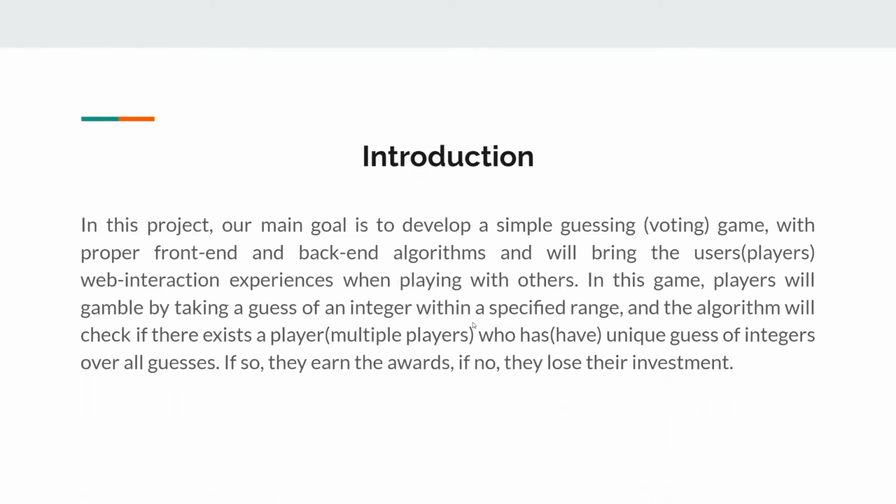So here's the introduction. In this project, our main goal is to develop a simple guessing and also voting game with proper front-end and back-end algorithms, and we'll bring the users web interaction experiences when playing with others. In this game, players will gamble by taking a guess of an integer within a specific range, and the algorithm will check if there exists a player or multiple players who have a unique guess of integers over all guesses. If so, they earn the awards, which consist of others' investments. But if not, they lose all of their investment.